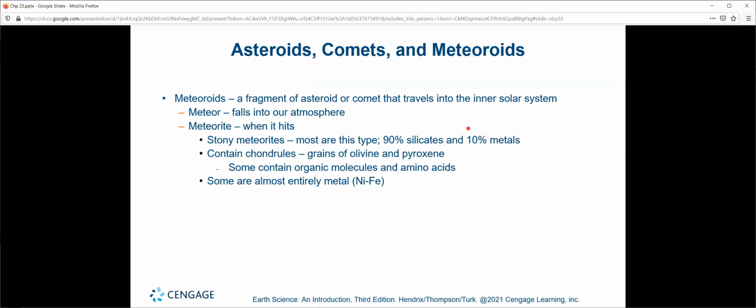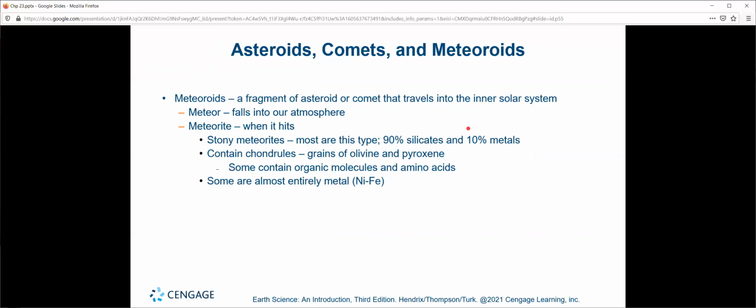And then, of course, we could talk meteorites or meteoroids. These are fragments of asteroids or comets that travel into the inner solar system. They're all kind of describing the same thing. Asteroids are rocks, comets are ice, meteoroids are chunks of rocks and ice. We call it a meteor when it falls into the atmosphere. We call it a meteorite when it hits the ground.